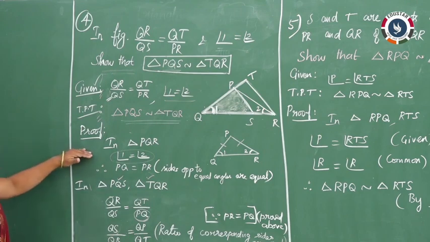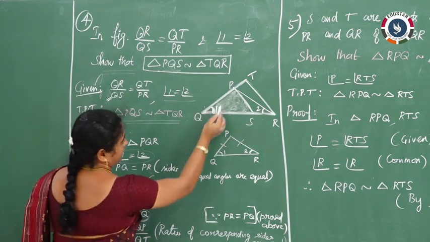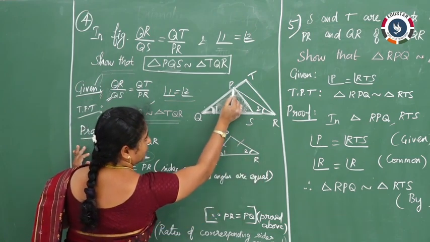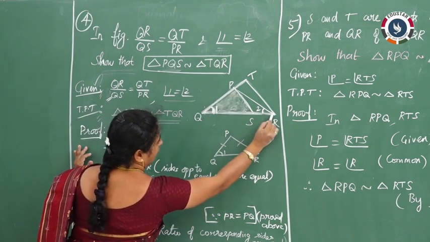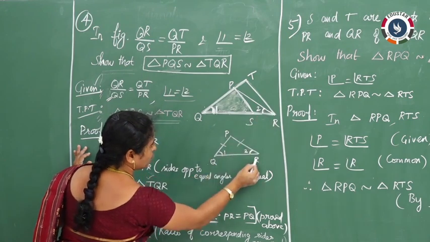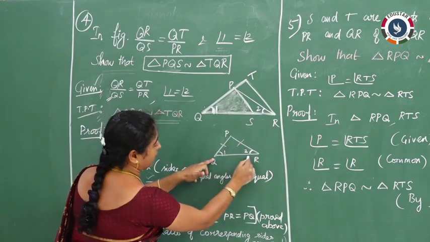And the proof part. Okay, let's see now. I just drew the diagram here, PQR. Can you identify where we have a PQR? PQR. Exactly, including this two, angle 2. PQR. Angle 1 is equal to angle 2.